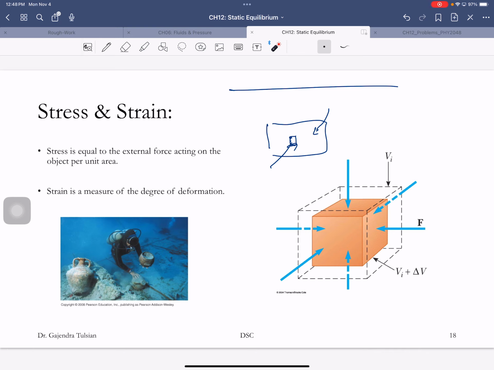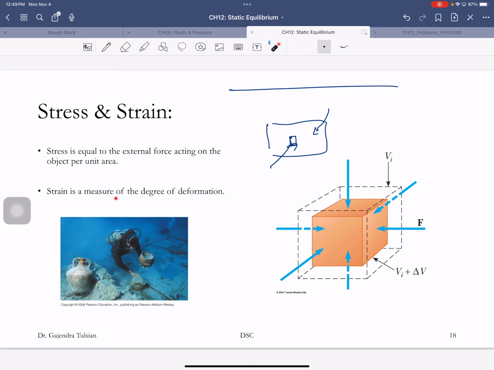All right, so if we want to become familiar with two terms, stresses and strains. Stress is equal to the external force acting on the object per unit area. How large is the force? But what's relevant to us is the force per unit area. So stress is force per unit area.